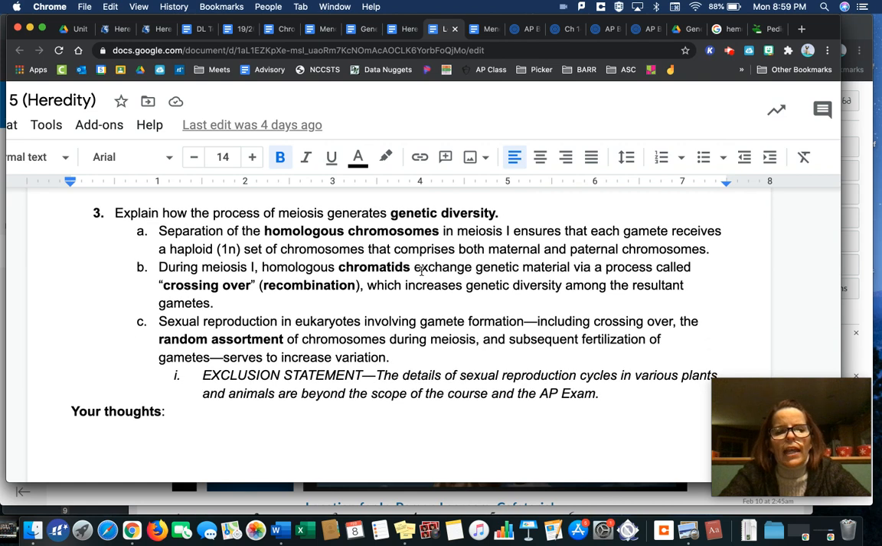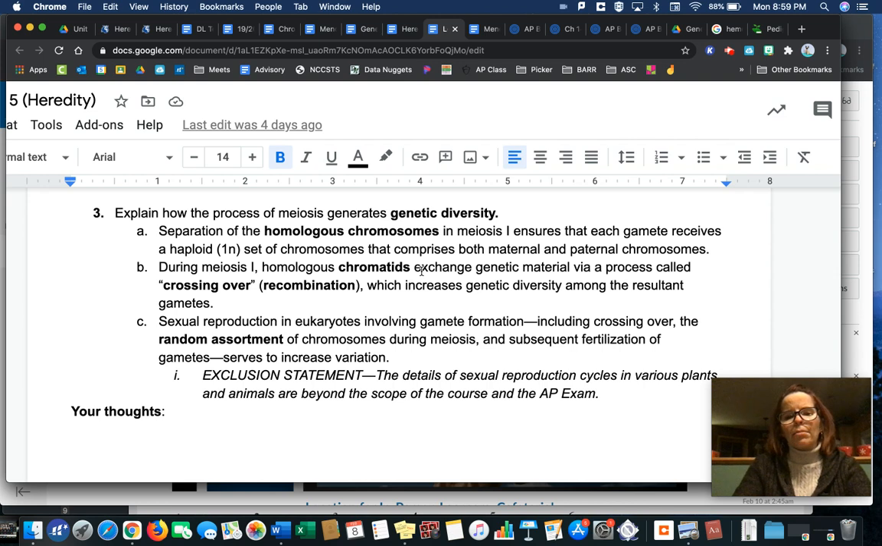Okay, good enough. Explain how the process of meiosis generates genetic diversity. And you need to know, I think these are the 3 right here. And they say them right here. So you need to know these. You should be able to say how genetic diversity is increased during sexual reproduction, for example.